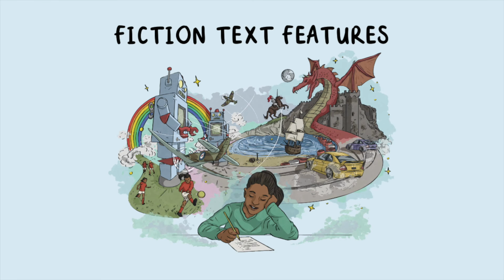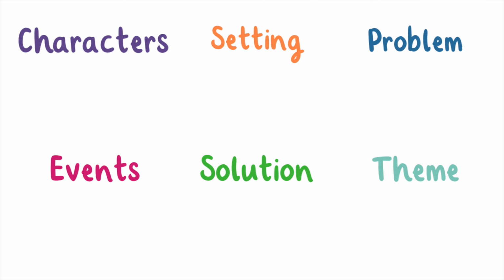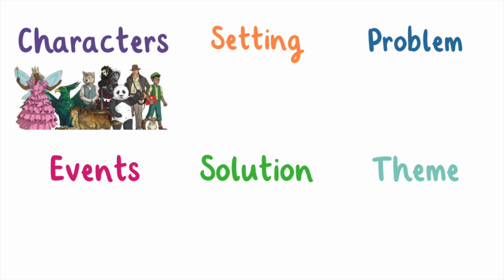Now, we're going to move on to fiction text features. Many different types of text features provide unique information to the reader. In fiction text, there are characters, a setting, problem, events, solution, and a theme. Characters. Who is this story about? This may be people, animals, and sometimes objects that are alive.